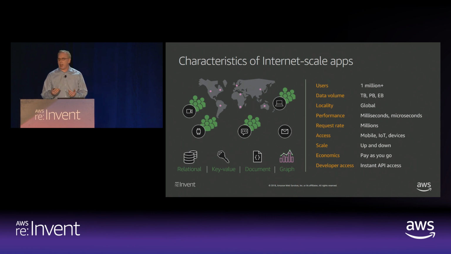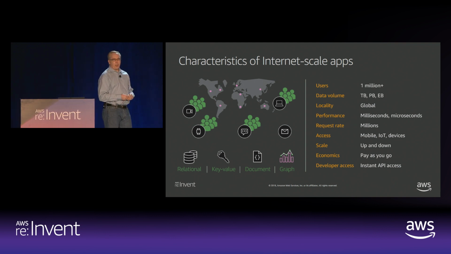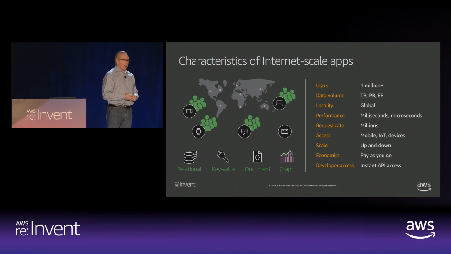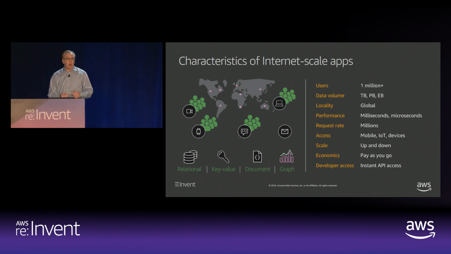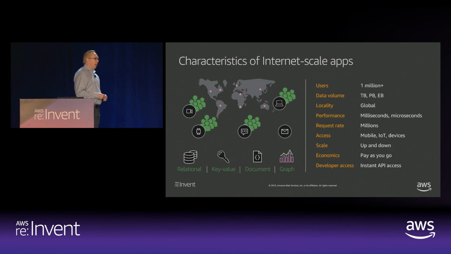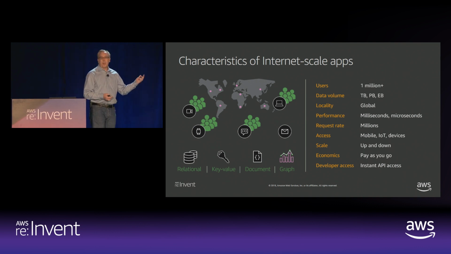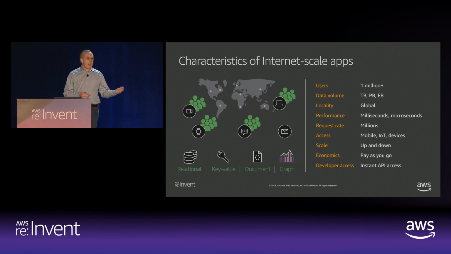Cloud application characteristics are very different from traditional applications. Users can be in the millions. We're talking about petabytes, exabytes of storage, performance expectations in the milliseconds and microseconds, and requests in the millions, or on a busy day, tens of millions of requests per second. And these applications need to scale up and scale down to meet user demand, and also to maintain alignment to the right cost profile.